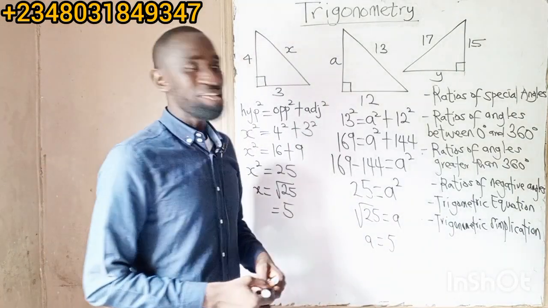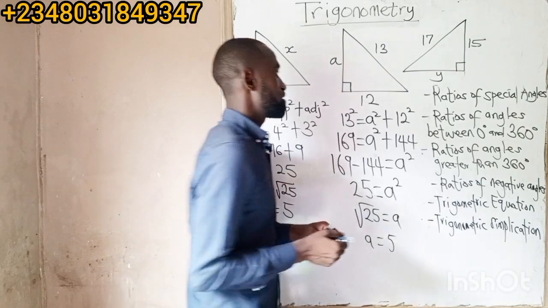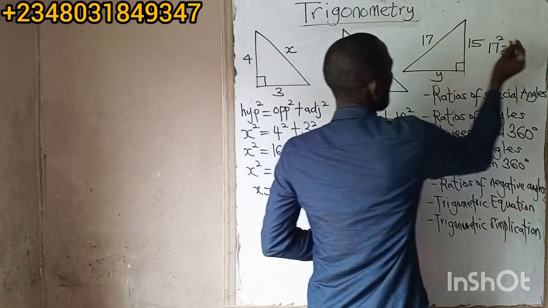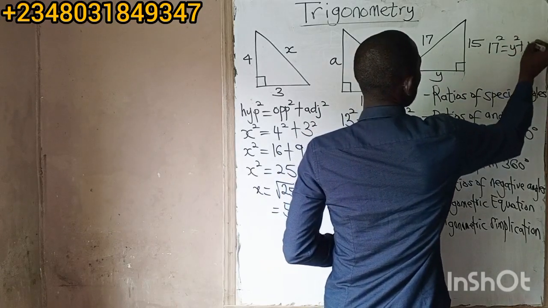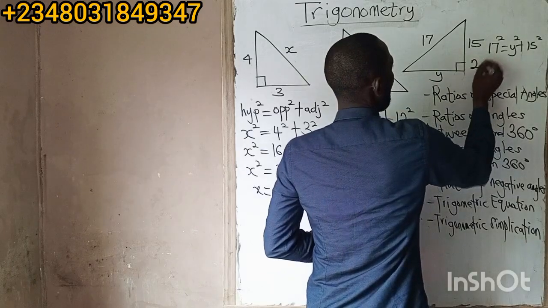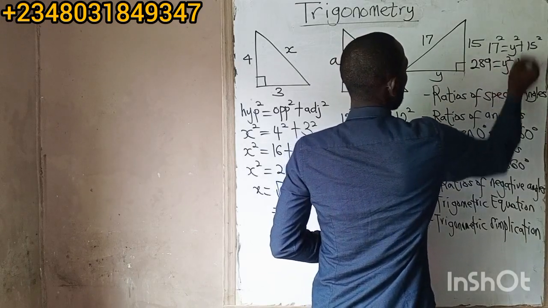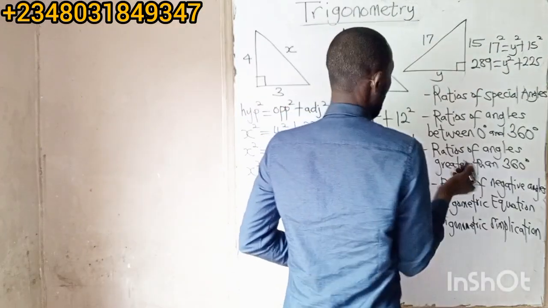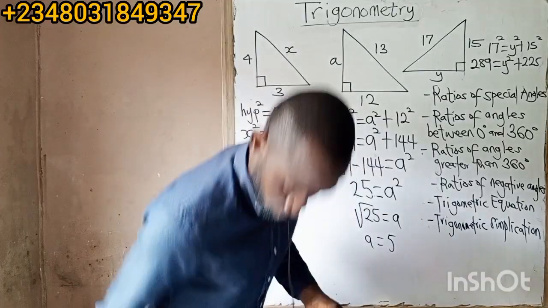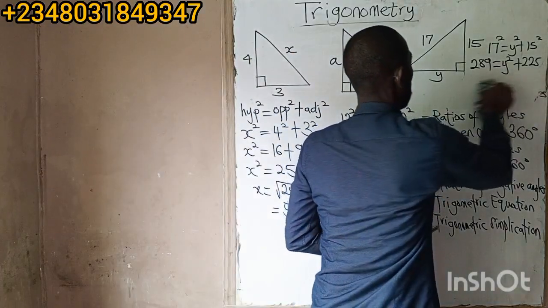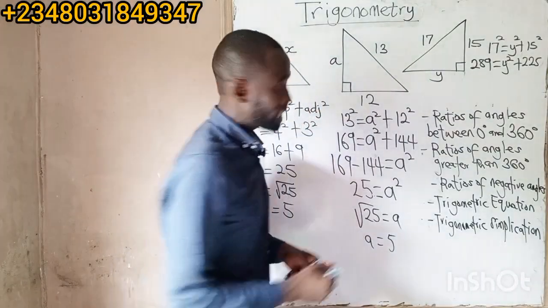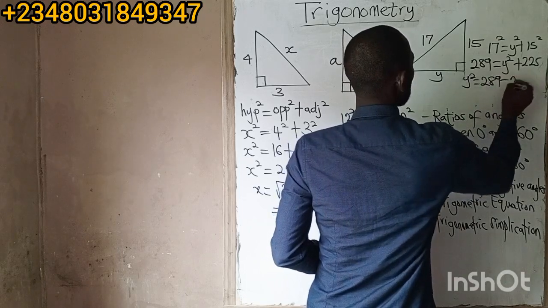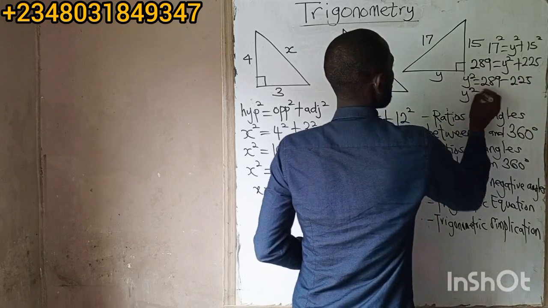Then for this last one, where is the hypotenuse? Correct. 17. So we have what? 17 squared. 17 squared is equals to, I can say y squared as the opposite plus 15 all squared. So what do we have here? This is 289. It's equals to y squared plus what? 225. So we collect like terms here. So having our y squared, y squared will be equals to what? 289 minus 225. So y squared will give us what now?